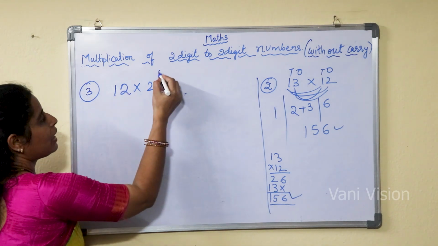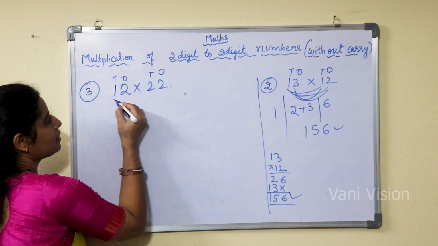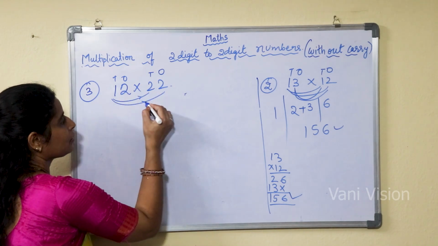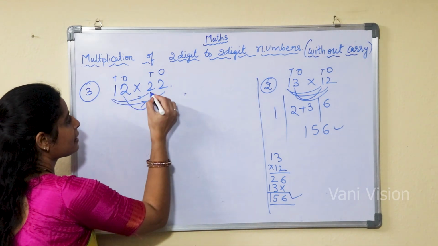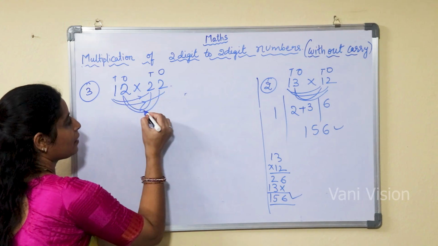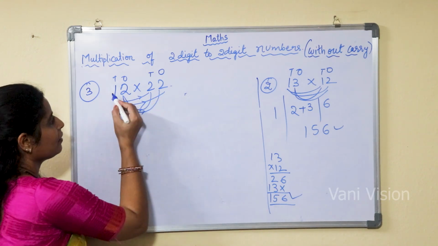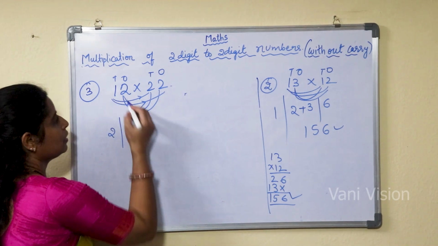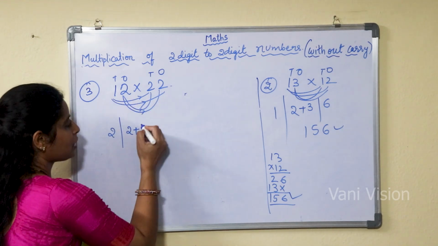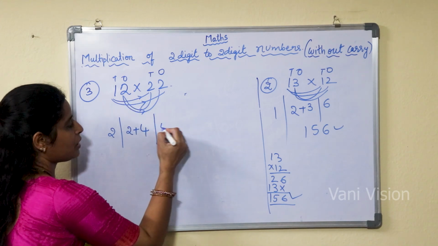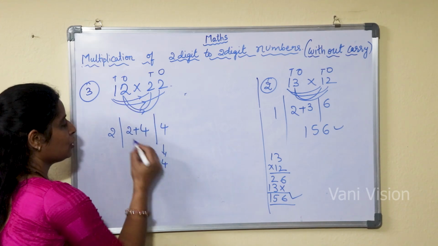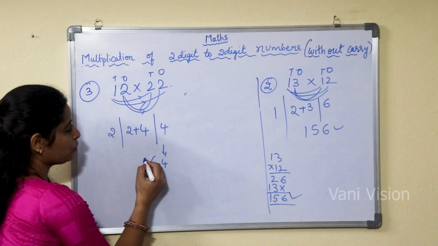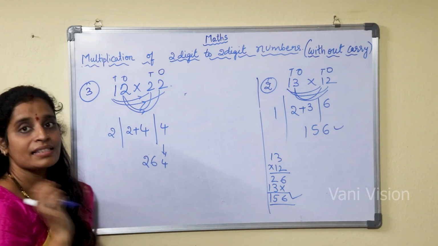See now, ones, tens, ones, tens. Like this you mark the arrows. Then next, like this you mark the arrows. Clear? Okay, then 1 2s are 2, separate. Then plus 2 2s are 4. Then 2 2s are 4, 4 as it is. 2 plus 4 is 6, then 2. Our answer is 264.